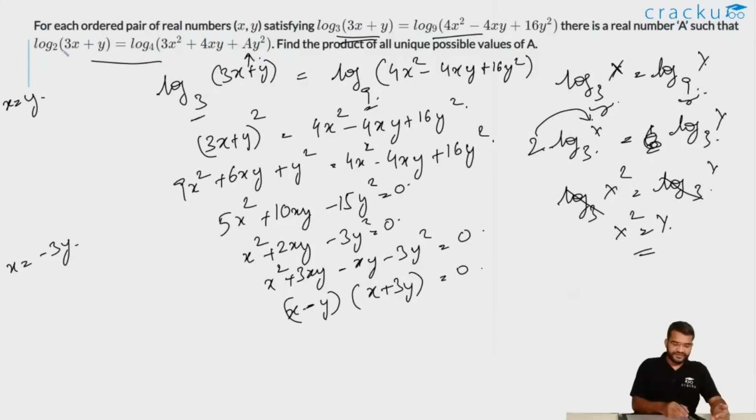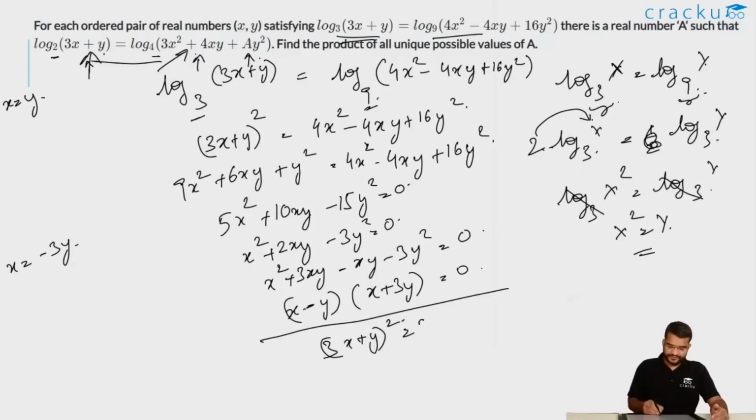The equation given to us again has 2 in the base on the left hand side and 4 in the base on the right hand side. So as we have discussed earlier, this would imply that the argument squared on the left hand side will equal the argument on the right hand side. Or (3x + y)², because we have base 2 over here, will equal 3x² + 4xy + ay².